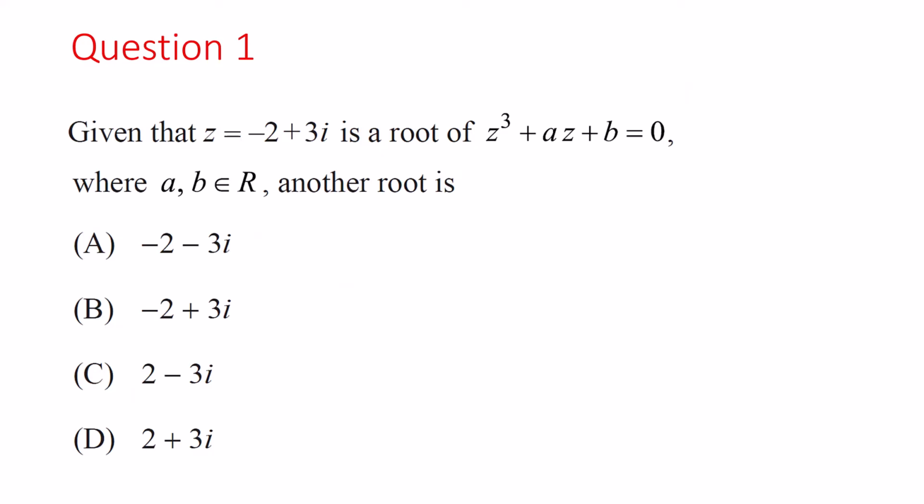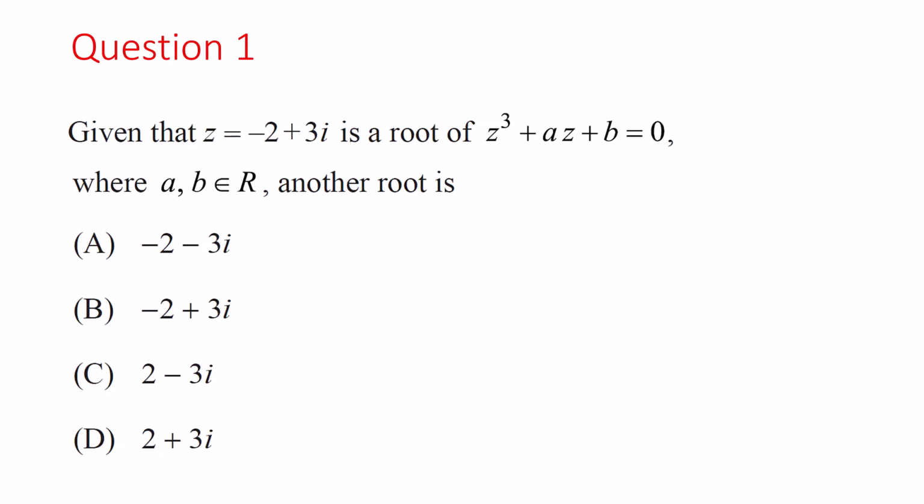Question 1. Z equals negative 2 plus 3i is a root of that equation. Because a and b belong to the reals, another root is going to be the conjugate of negative 2 plus 3i, and the conjugate is negative 2 minus 3i.